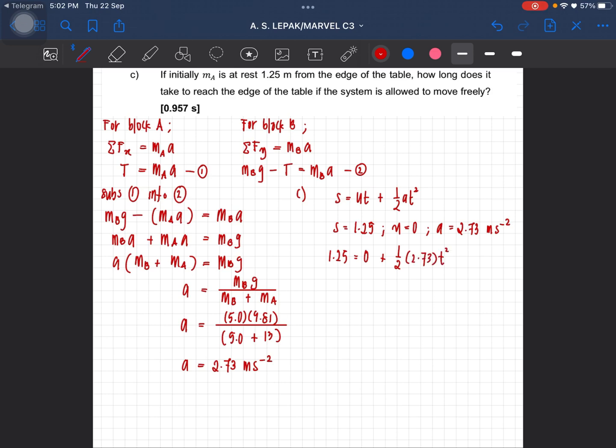Okay, so from here, 1.365 t squared equal to 1.25. So rearrange that. We get 1.25 over 1.365. So time is equal to 0.957 seconds. Okay, so that is how you solve for question C.